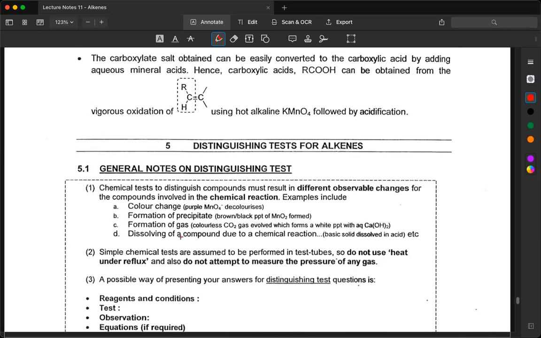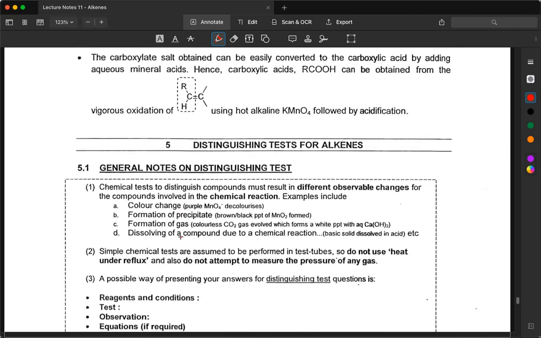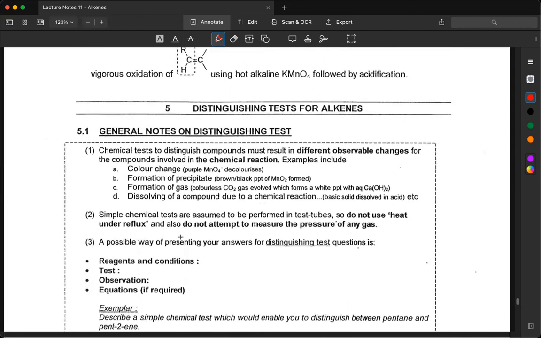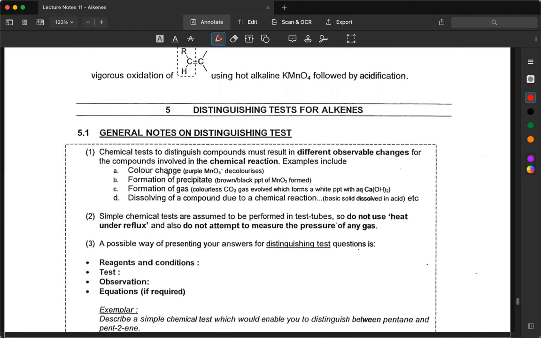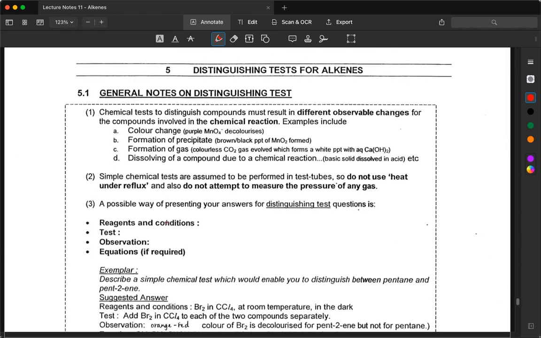Now, let's go to the last part on distinguishing tests for the alkenes. The chemical test to distinguish compounds must result in different observable changes for the different compounds involved in the reaction. Some examples include color change, formation of precipitate, formation of gas, and dissolving of a compound. Just carry out in a test tube, do not use heat under reflux or measure the pressure, there's no need. In the answer, you state reagents and conditions, test observations and equations if needed.